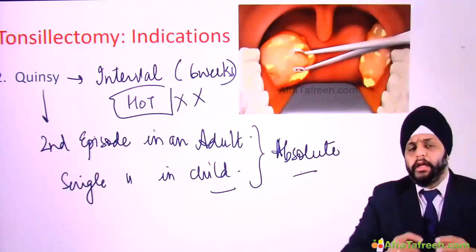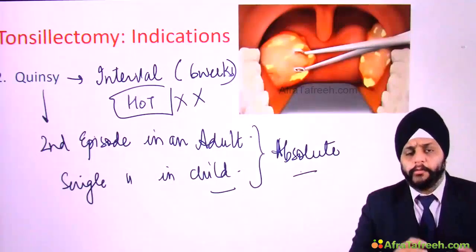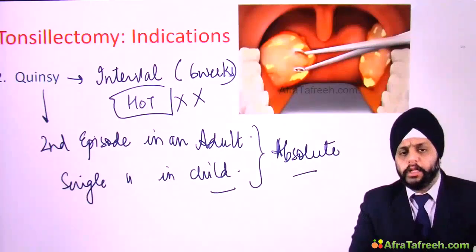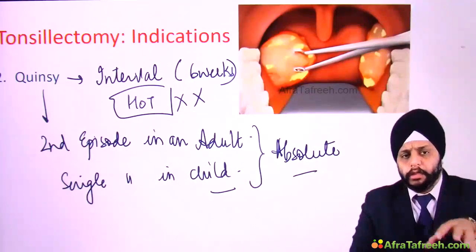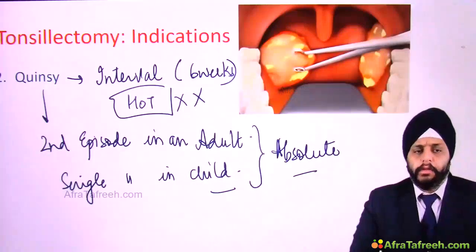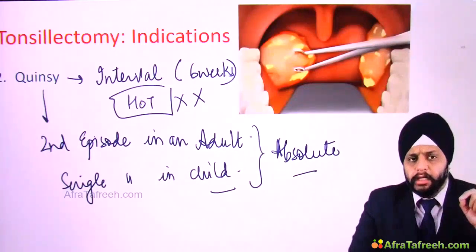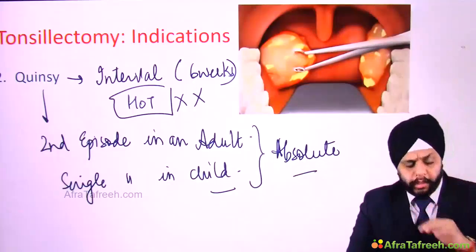So remember, right now we are talking about only the absolute indications. Recurrent sore throat, what I have told you, was an absolute indication. Now this is also an absolute indication. Second episode in an adult and single episode in a child is an absolute indication for tonsillectomy.